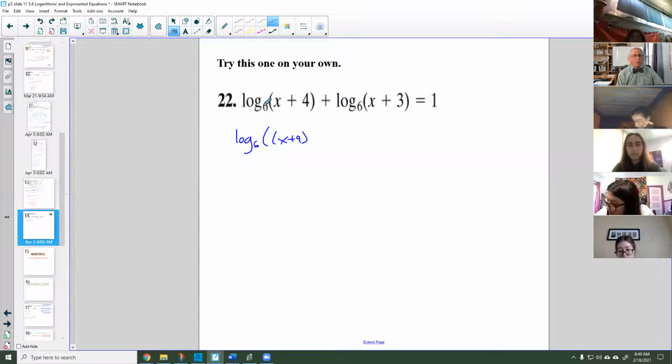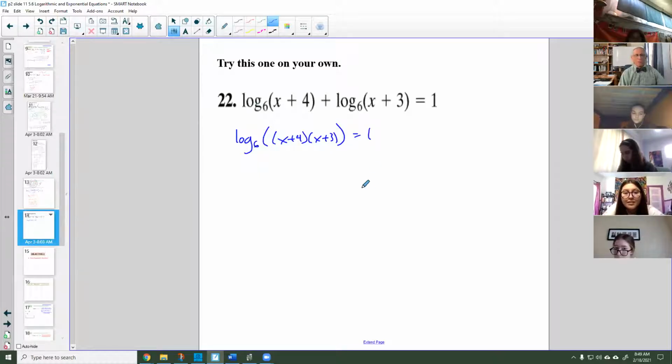Okay, so you combined it and you did, let's make this actually look like a 4. Log base 6 of x plus 4 times x plus 3 equals 1. Okay, then what'd you do?